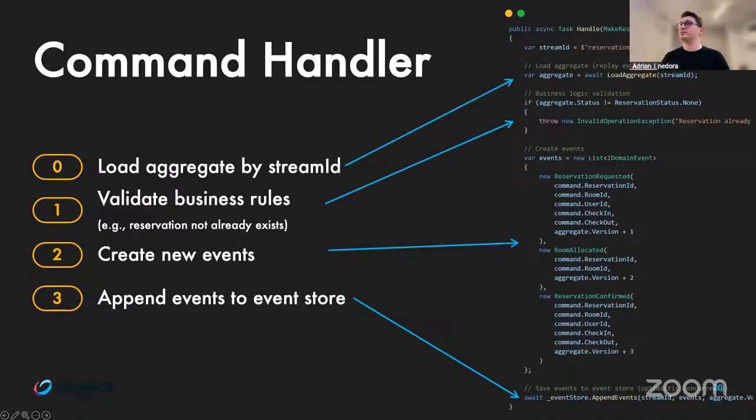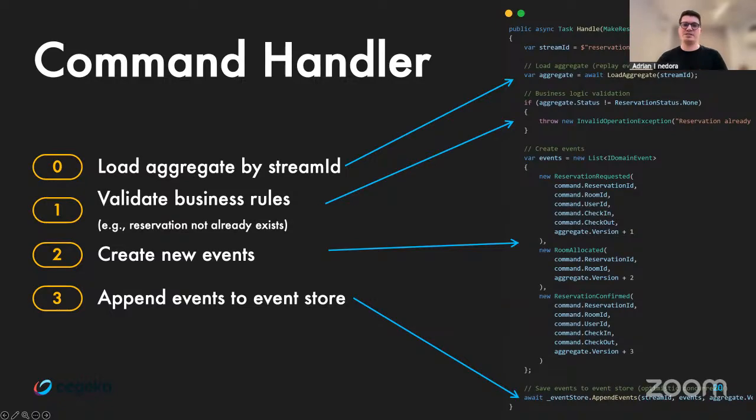Next, let's look at the handler itself. In here, we have the reservation command handler. When a command like make reservation command comes in, the handler first loads all the events for that stream and rebuilds the entire aggregate. Then it validates the business rules, for example, making sure that a reservation doesn't already exist, or the dates are valid, or the end date is not before the start date, and so on. If the command is valid, it creates new events and appends them to the event store.